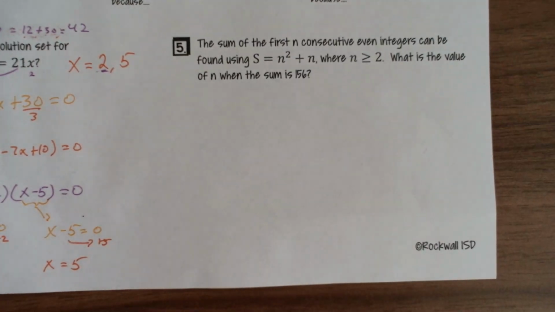Now, number 5 decides to throw a word problem at us because who doesn't love word problems? It says the sum of the first n consecutive even integers can be found using s equals n squared plus n, where n is greater than or equal to 2. What is the value of n when the sum is 156? Listen to all of that garbage just to try and throw you off.